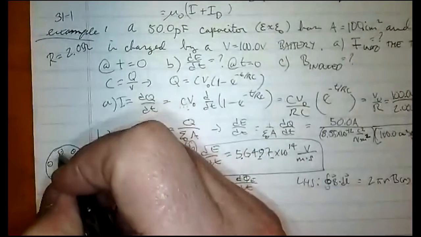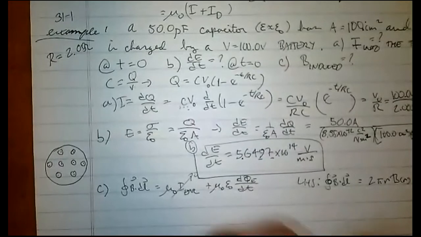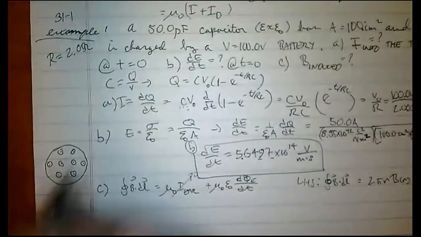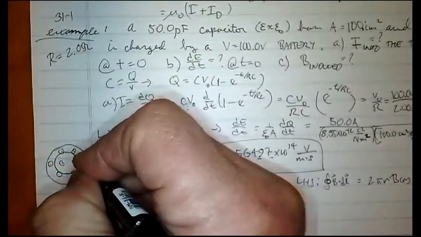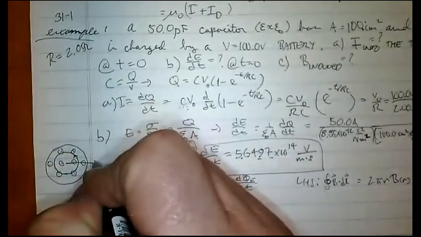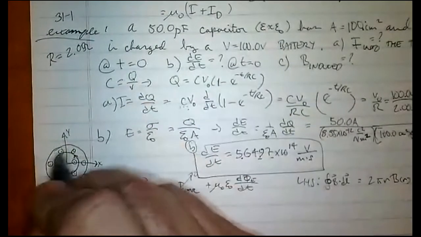And what we're doing now is we're realizing that as this current starts to go down, it's going to try to create a magnetic field that goes in this way. So we're going to integrate along that direction. I'll call this my x-axis. I'll call this my y-axis. And then I'm integrating that way.